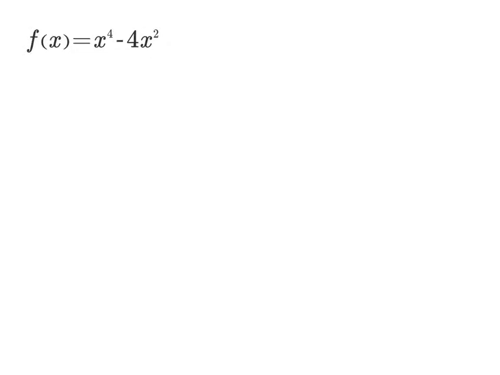Determine whether the function f is even, odd, or neither. If it's even or odd, use symmetry to graph the graph. So I know that if I take a function and I plug in a negative x, if it's even, it's going to come out as just the same function. If it's odd and I plug in a negative x, it will come out as the negative of that function.